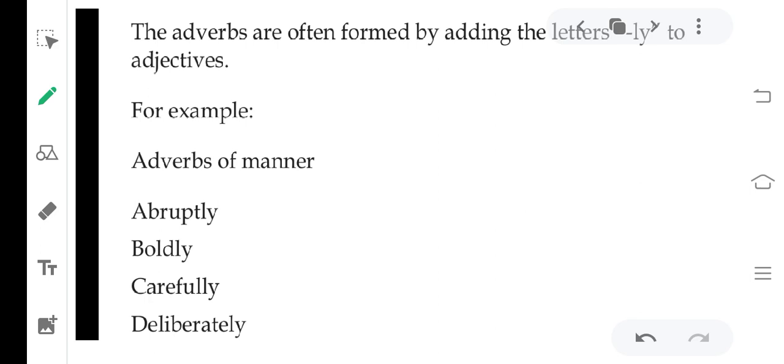Actually, there is a problem. How can we identify adverbs in sentences? There is a trick to identify the adverbs easily. Adverbs are often formed by adding the letters ly to adjectives. For example, abrupt is an adjective, abruptly, ly is added here. Bold is an adjective, ly is added here. Carefully, deliberately.